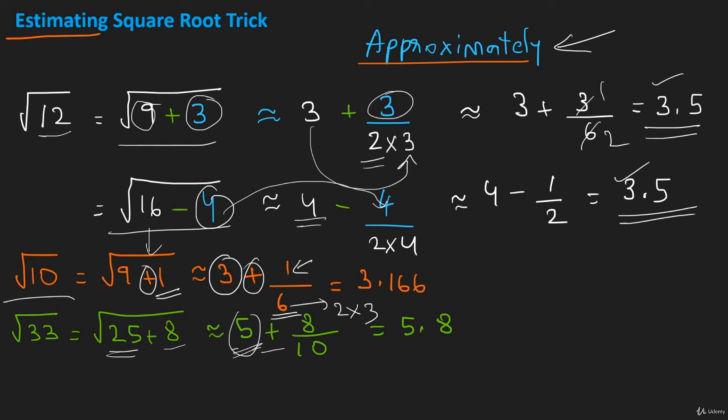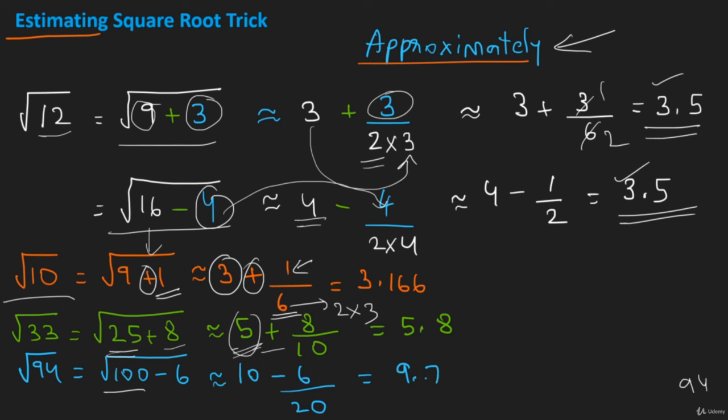Now say you want to find the square root of 94, right? 94 you can write as 100 minus 6. Therefore square root of 94 is equal to square root of 100 minus 6. Square root of 100 is 10. So this becomes approximately equal to 10 minus 6 by 2 into 10, which is 20. Now 6 by 20 is the same as 3 by 10, right? So that's 0.3. 10 minus 0.3 is equal to 9.7. So you can check the square root of 94 will be approximately 9.7.